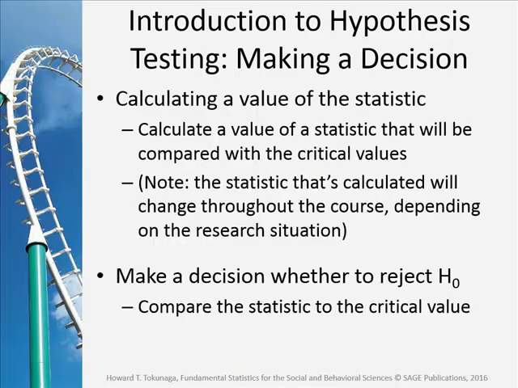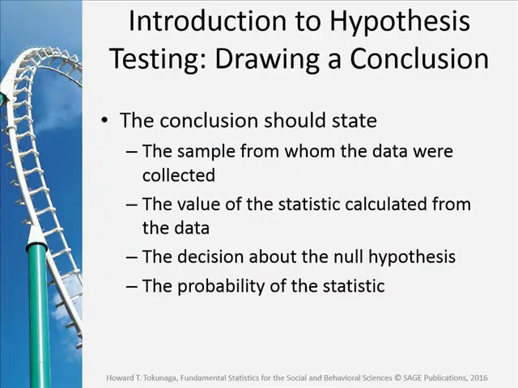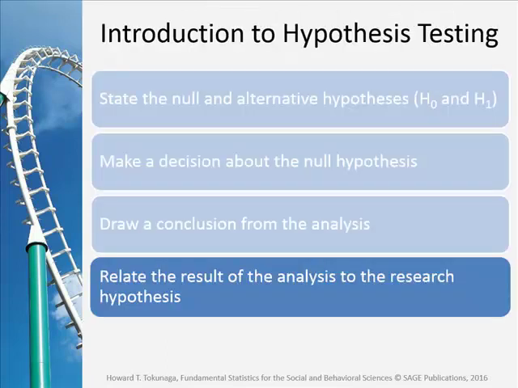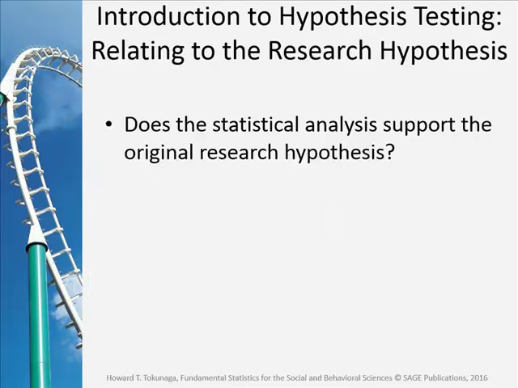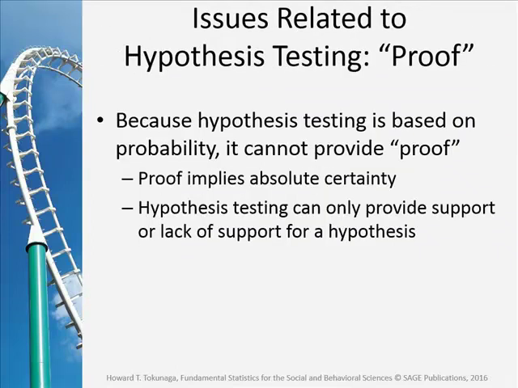Yeah, I did that. Drawing a conclusion. Conclusion should state the sample from whom the data were collected, the value of the statistic. Yeah, you're basically just going over here. Does the analysis support the original research hypothesis? This is where we get into our discussion of proof.